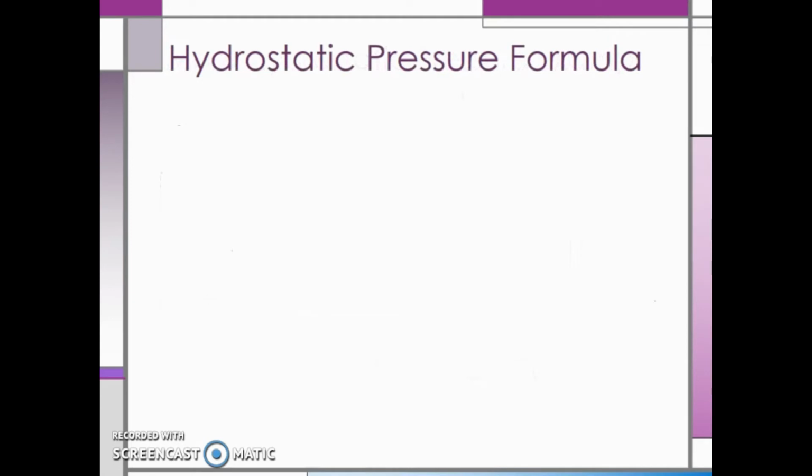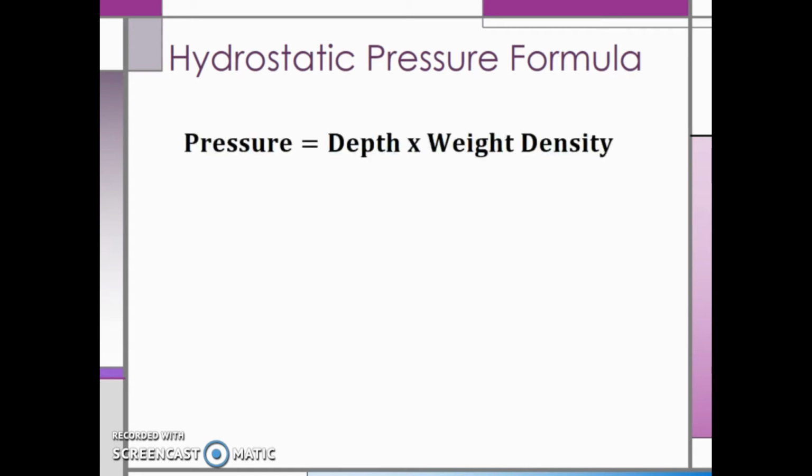Now that we have seen what hydrostatic pressure is, let's take a look at the equation to calculate the hydrostatic pressure. Remember, before we said hydrostatic pressure depended on two things: the depth and the weight density of the fluid. Therefore, this means that the pressure is equal to the depth multiplied by the weight density of the fluid.